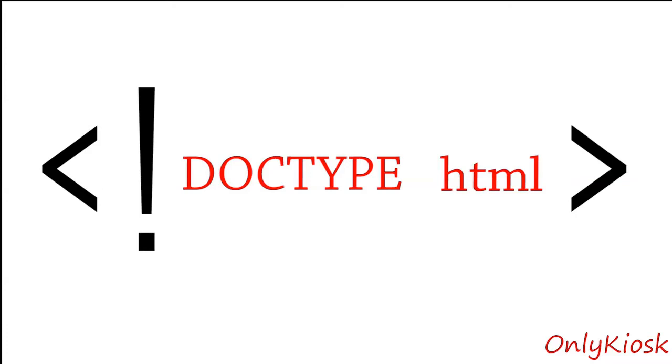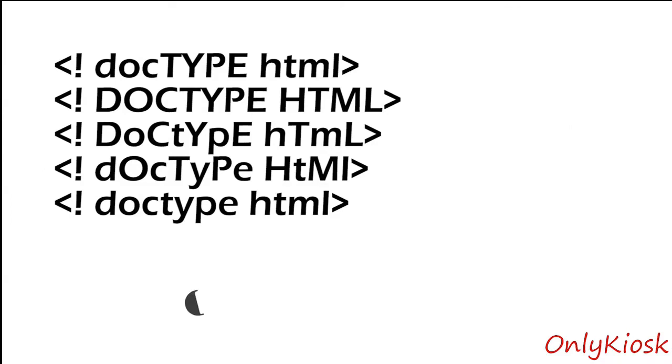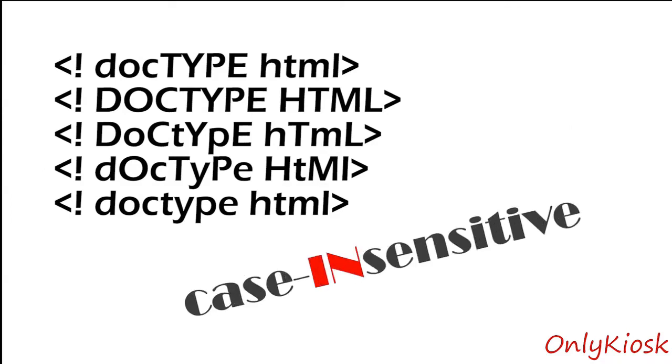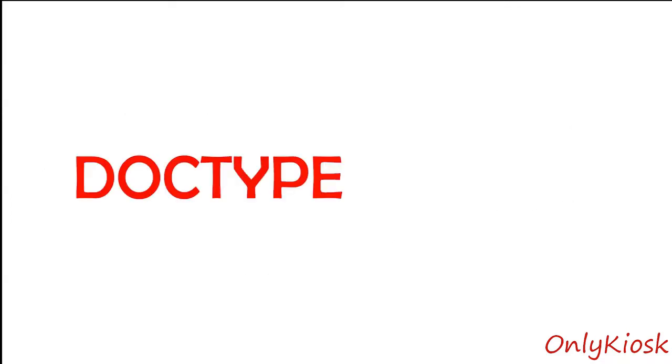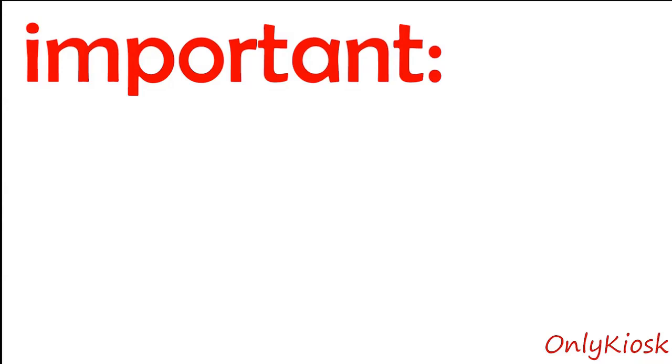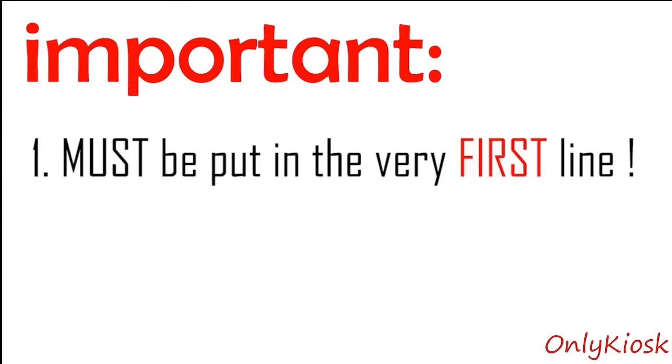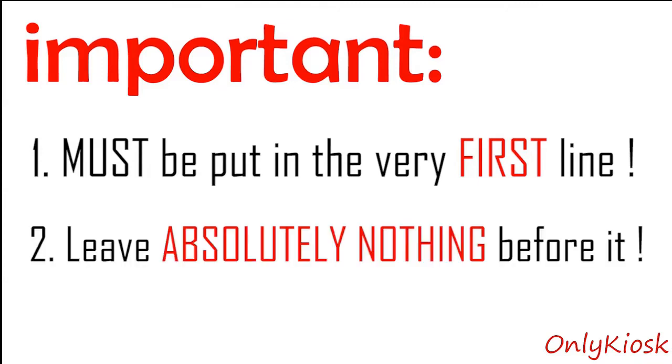And that's it. Really simple. The version declaration is case insensitive, but we still recommend you capitalize the word doc type and use small letters for HTML. This is because it makes your declaration look professional. The most important thing about version declaration is that you must put it in the very first line and leave no white space before it. Remember this.